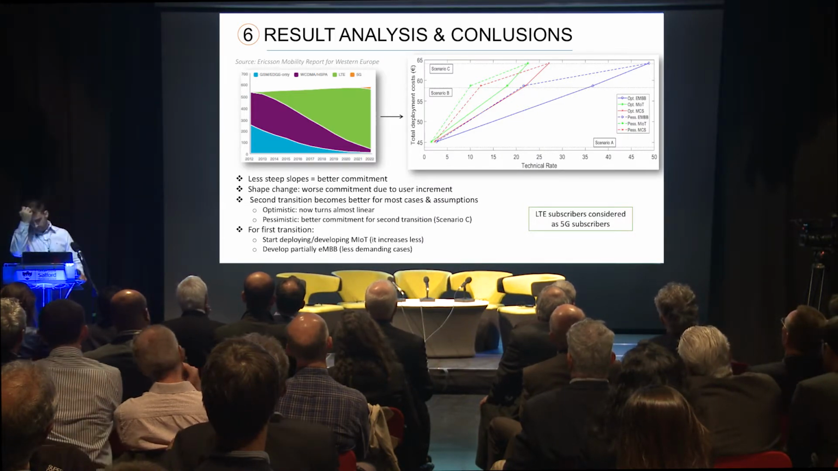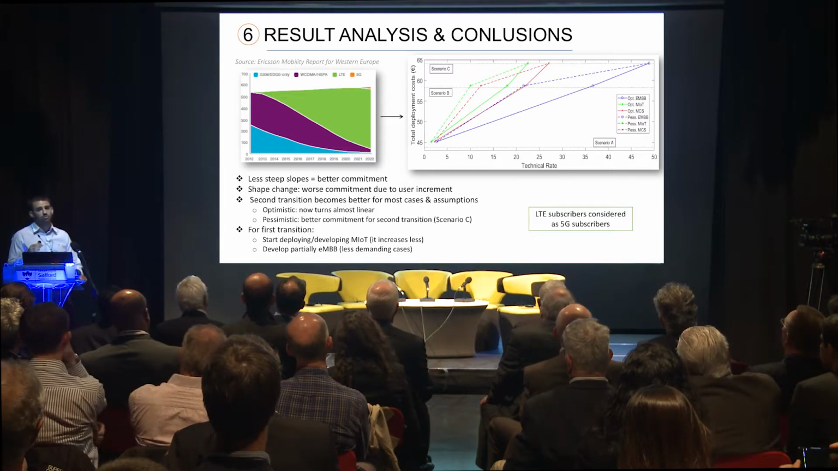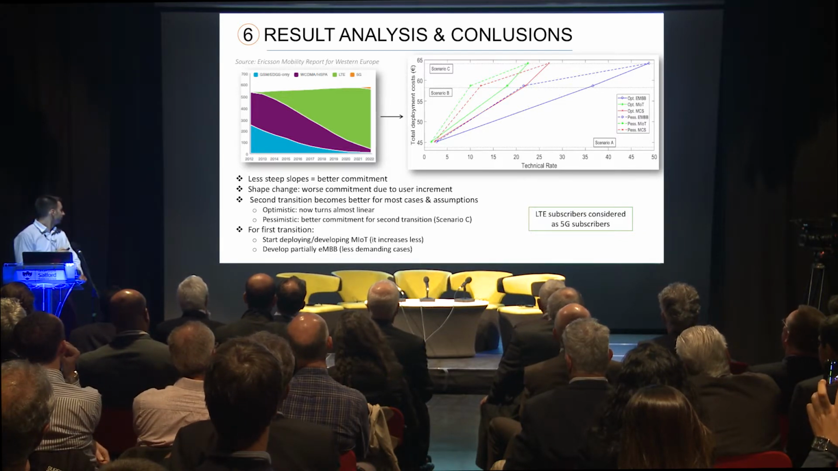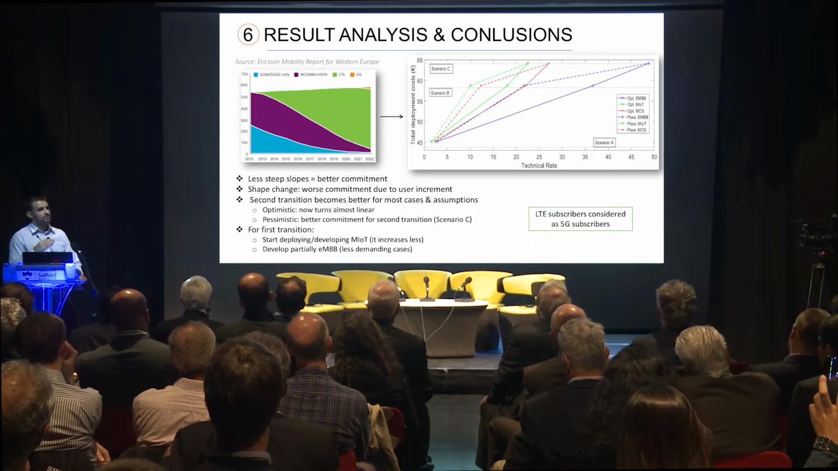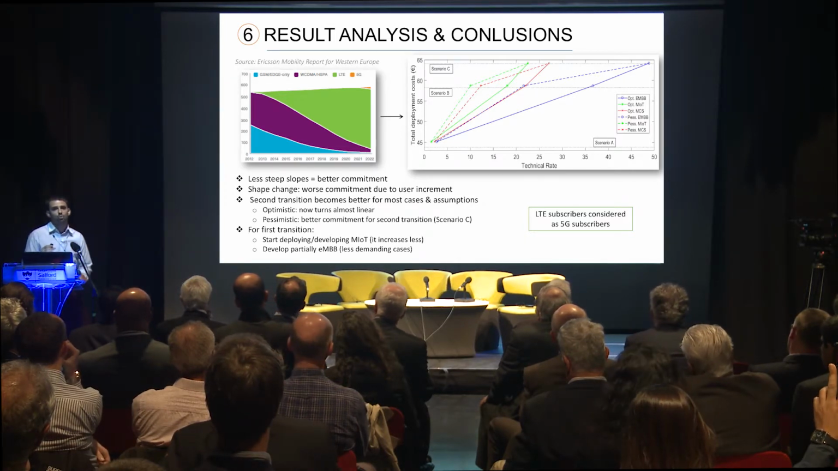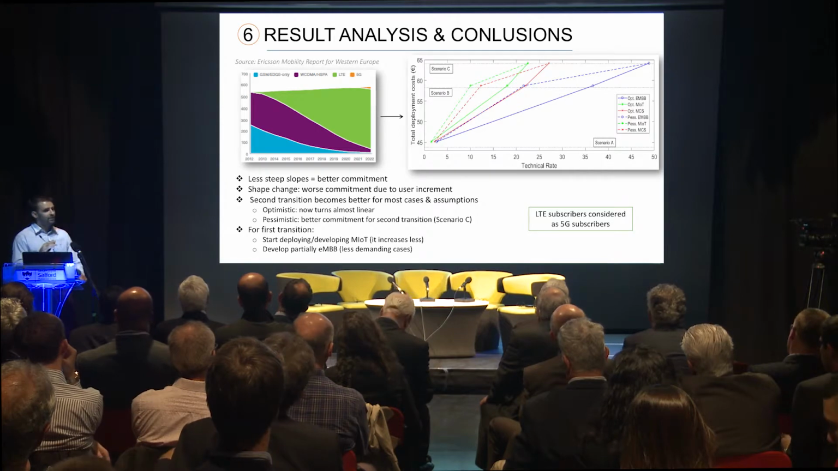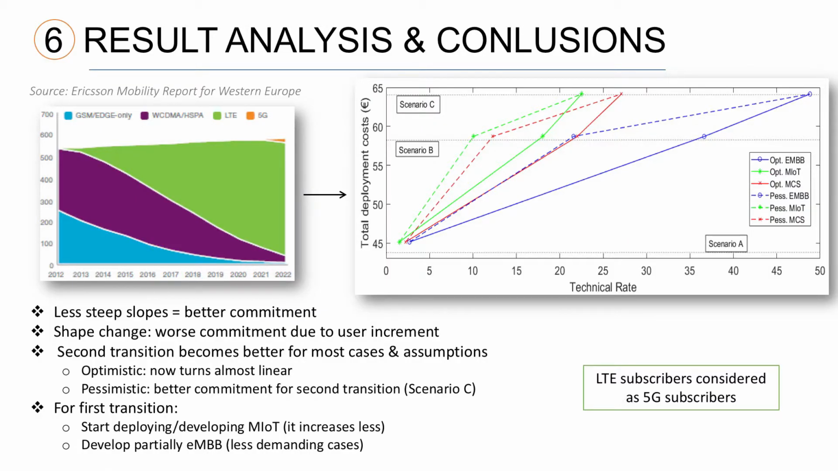And what can we say? Well, again, the less steep slopes will mean a better commitment, because that doesn't change. But there's a shape change. In general, we have a worse commitment for every case of use and every scenario. Then the second transition becomes better for most cases of use and assumptions. We can see that, especially for the pessimistic assumptions, this line is less steep, so the second transition becomes better because the technical rate will have a higher increment.